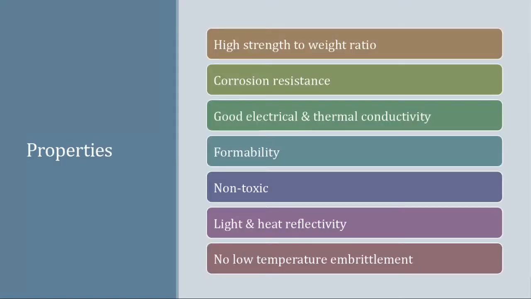So what are some of the properties that you can expect out of aluminum, and why we use it in case iron or steel is not available? It's typically because of its strength to weight ratio. You have good corrosion resistance. It's a good electrical and thermal conductor. The formability, it's non-toxic, it's heat reflective and light reflective, and it has no low temperature embrittlements.